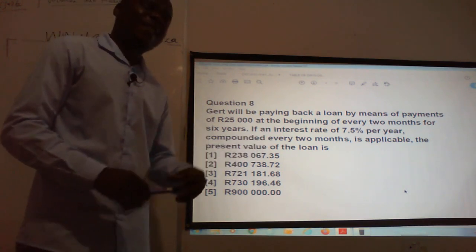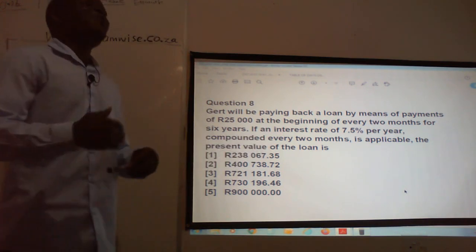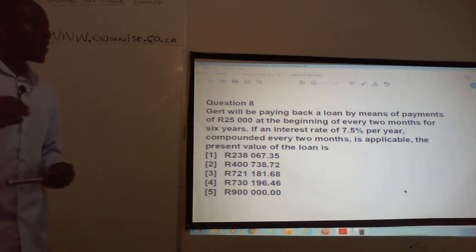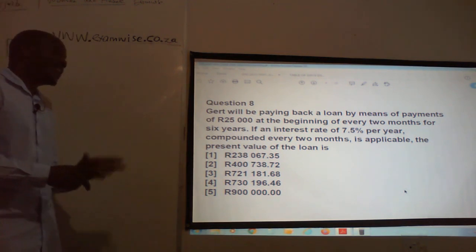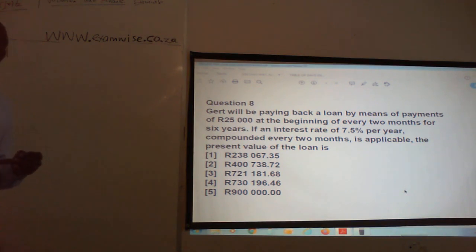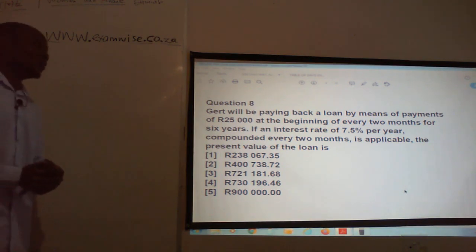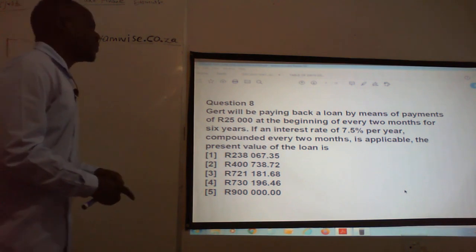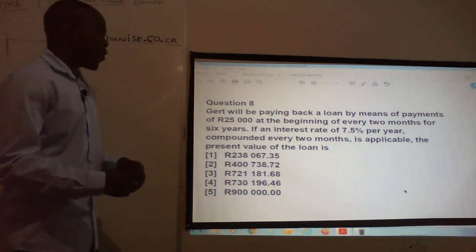Then the second question is how. How are we going to calculate our present value? You can see here that they never mentioned anything to do with simple interest, or simple discount. So we will go back to the question.